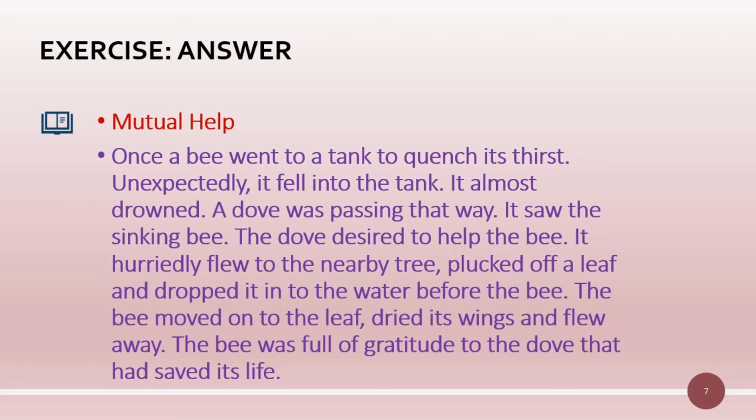See the expansion. The title is Mutual Help. Once a bee went to a tank to quench its thirst. Unexpectedly, it fell into the tank. It almost drowned. A dove was passing that way. It saw the sinking bee. The dove desired to help the bee. It hurriedly flew to the nearby tree, plucked off a leaf, and dropped it into the water before the bee. The bee moved onto the leaf, dried its wings, and flew away. The bee was full of gratitude to the dove that had saved its life.